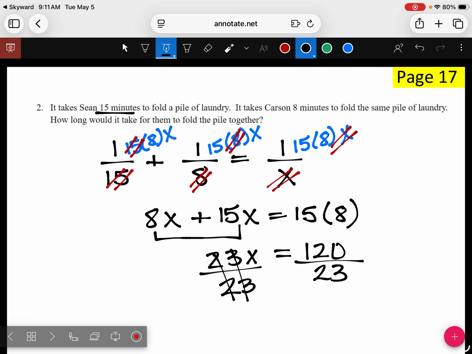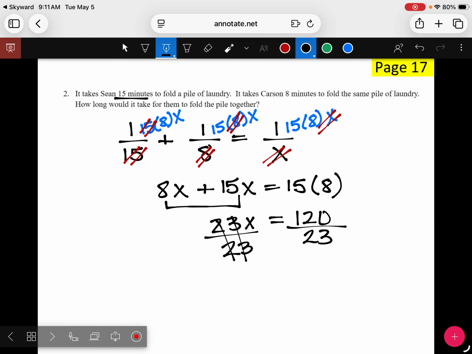And I don't have my calculator. So what did you get? 120 divided by 23. Is it 4 point something? Or 5 point something? 5.21. So we'll just say 5.2.